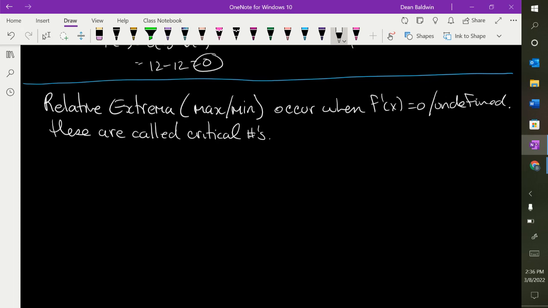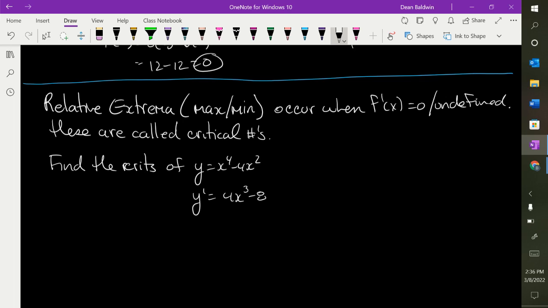So for example, if I say, find the critical numbers, I'm going to call them crits, of y is equal to x to the 4 minus 4x squared. First step, take the derivative. So we got 4x cubed minus 8x, set it equal to 0. And then solve it. So we're going to factor a 4x out, and we get x squared minus 2.